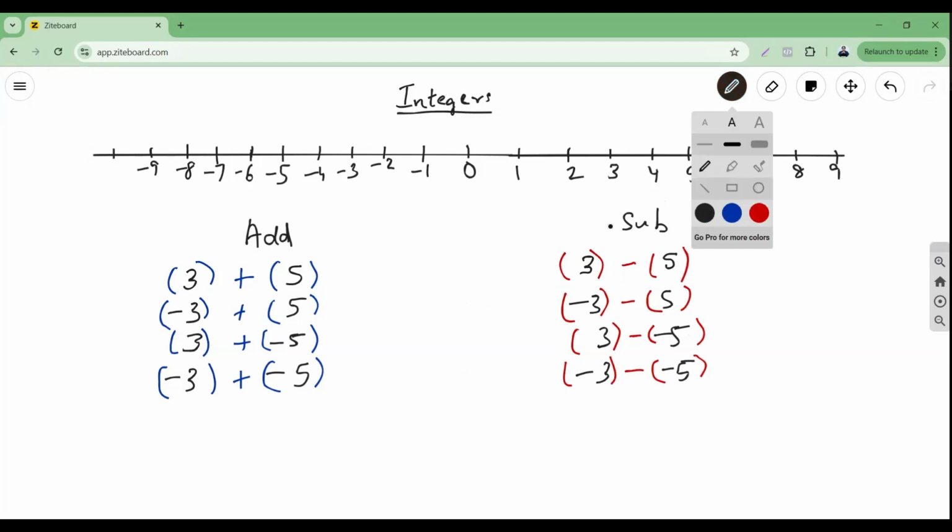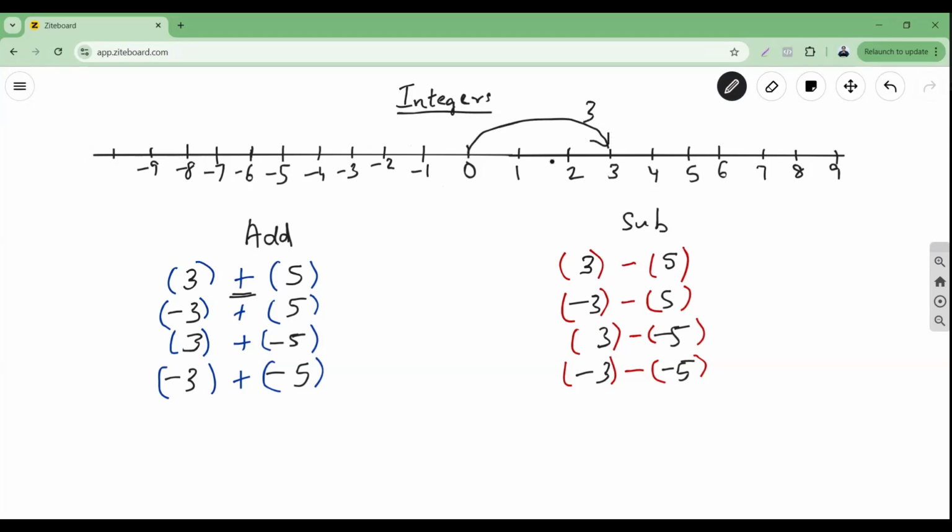How do we find the answers? Again, when we learned addition in younger classes, we learned using number lines, right? Whatever was the first number, we start from there. If it's an addition, that means it's a plus, we go to the right side. From 0, I have come to 3, coming to the right side. And plus means I continue in the same direction forward.